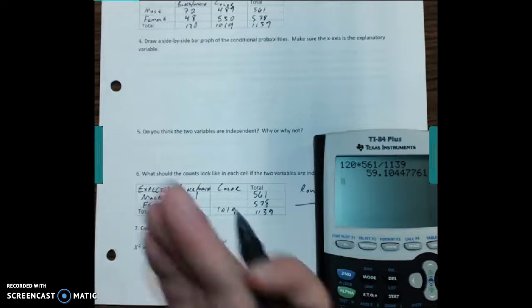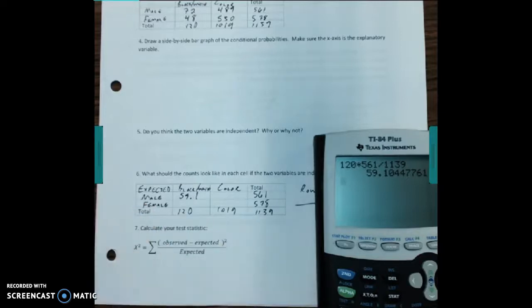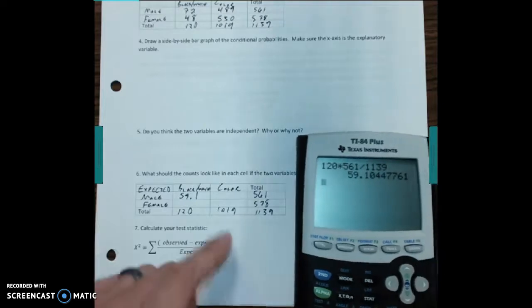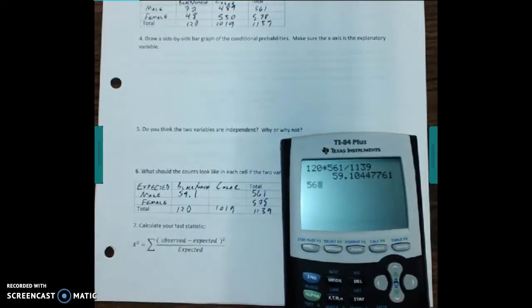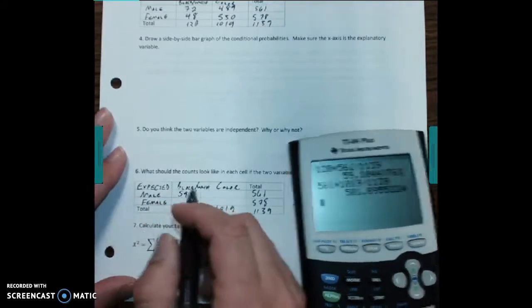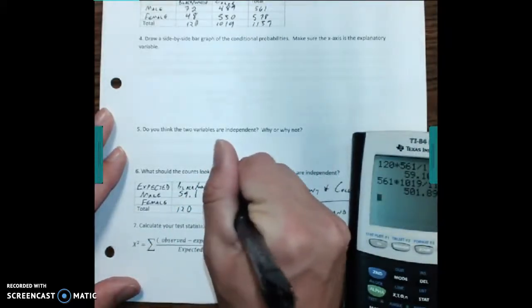Does that mean that they're not independent? Not necessarily. We're going to see if it's different enough. That's the whole point of this test. It has to be different enough for us to reject the null hypothesis. So I'm going to do these other calculations here. That would be 561 times 1019 divided by 1139, and that would be 501.9.